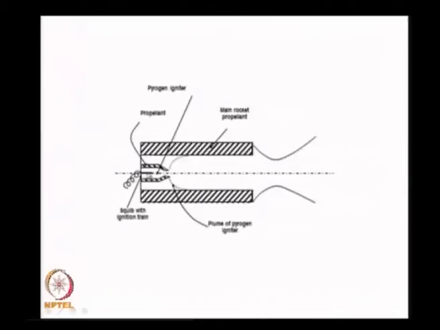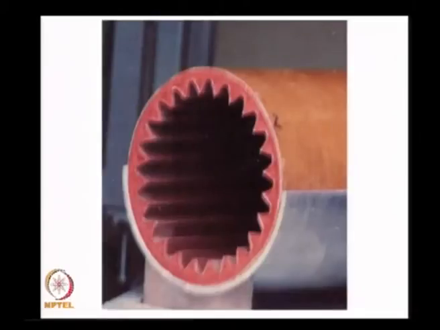Let us go to the next one. This is a pyrogen, a small solid propellant rocket. This has a pyrotechnic igniter here, squib over here, burns here, then it burns here, ignites the surface and flame moves forward. That means a pyrogen igniter is a small solid propellant rocket. It has a regular propellant. We will take a look at one of the propellants for this, and this is the main propellant which it ignites.